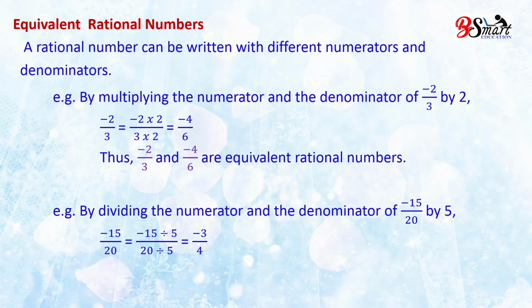For example, by dividing the numerator and the denominator of minus 15 by 20 by 5, we get minus 15 by 20 equal to minus 15 divided by 5 upon 20 divided by 5. So 5 3s are 15, minus 3, and 5 4s are 20. Thus, minus 15 by 20 and minus 3 by 4 are equivalent rational numbers.